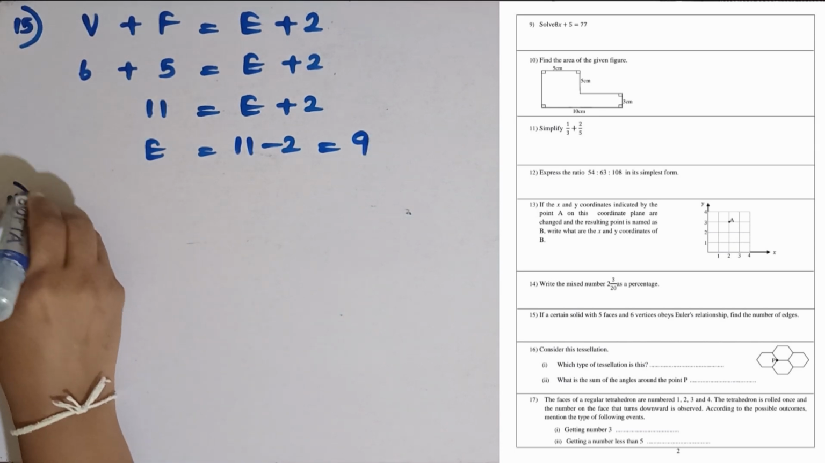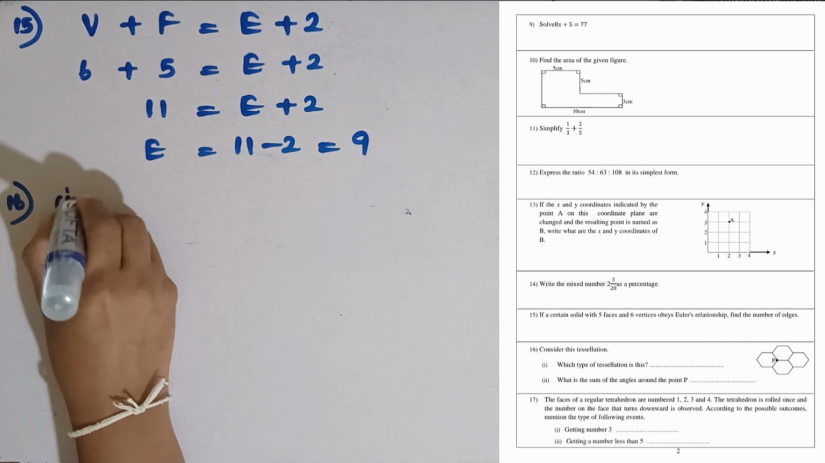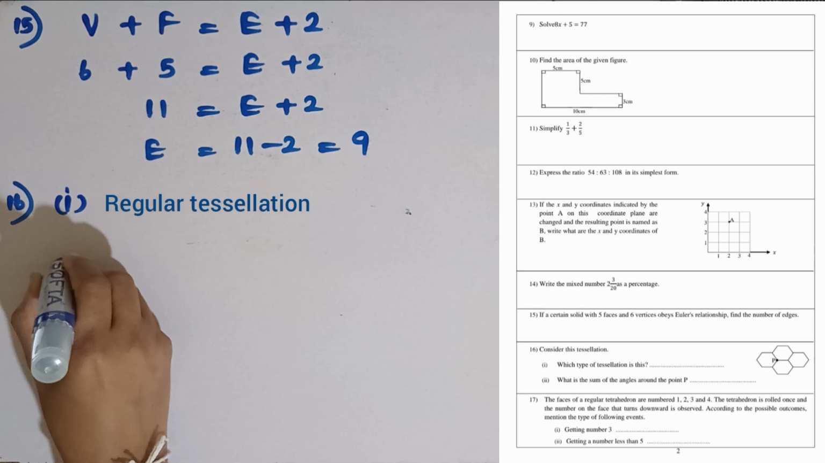Question number 16. Consider this tessellation. What type of tessellation is this? This is a regular tessellation, because only regular hexagons are used here. So first one, a regular tessellation.